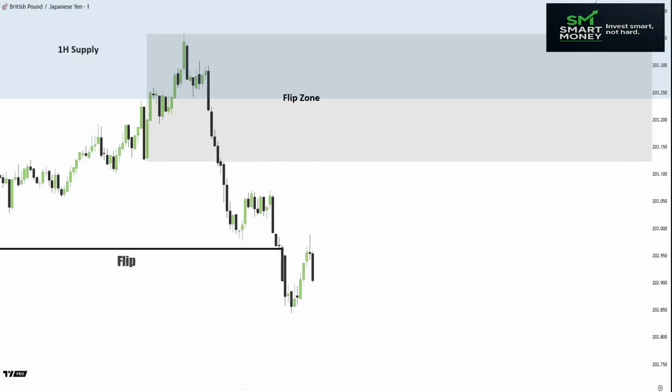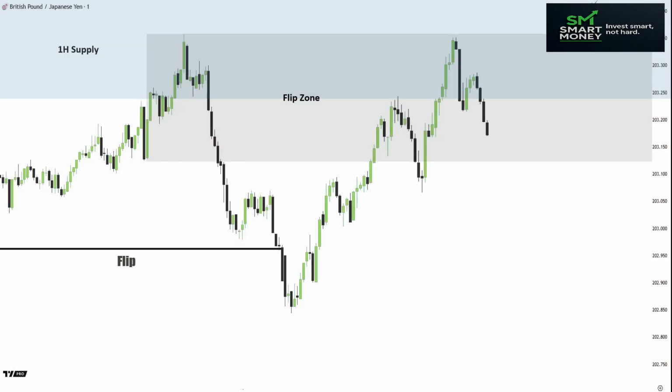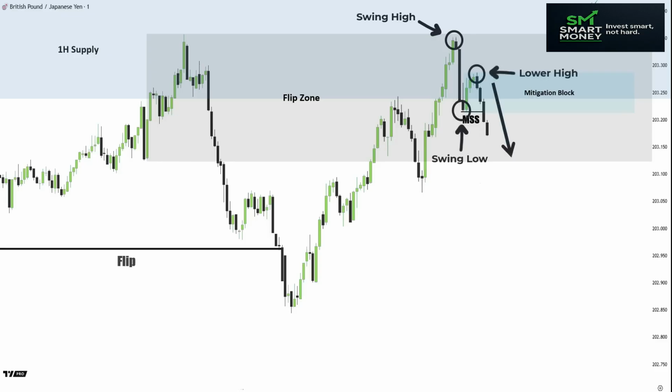Next, we zoom into our entry time frame, the 1-minute chart, and wait for the price to return to the flip zone. Now on the 1-minute chart, you can see the price pushed upward, and after tapping the 5-minute flip zone, reversed and formed a clear market structure shift and a mitigation block, represented by these three up-close candles. Notice the sequence. We have a swing high, then a swing low, followed by a lower high, and immediately after, a reversal that closes below the swing low.